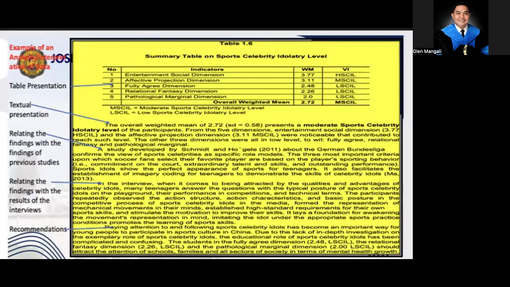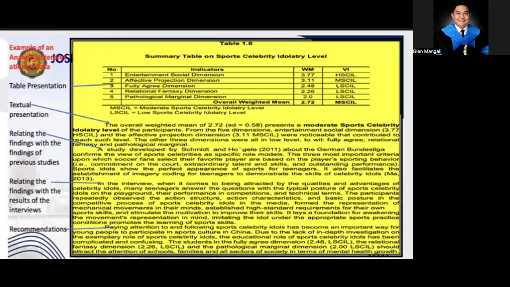You'll also include in your table your legend. For example, what does this interpretation mean? You use symbols or legends instead. Then, after presenting your data, you need to relate the findings with the findings of the previous studies. As you presented the table, you already identify the interpretation, the overall weighted mean. And you need to give the reason for the overall weighted mean, give the result, and also include the values and the interpretation.